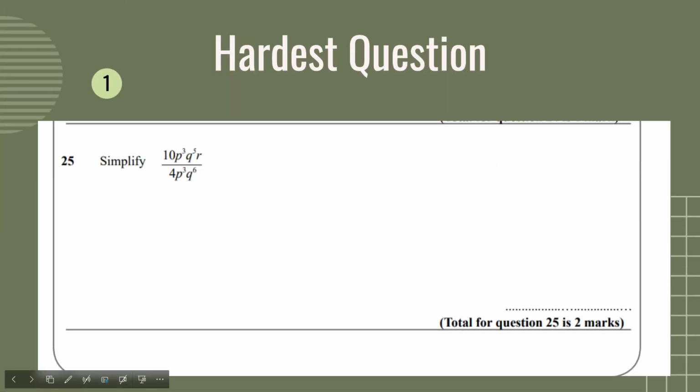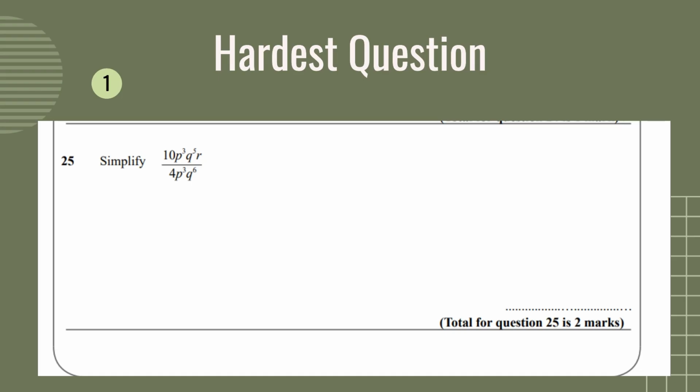Time to finish off the video with our hardest question. Have a go, pause the video and unpause when you're done. So, we are told to simplify 10p cubed q to the power of 5 r divided by 4p cubed q to the power of 6.